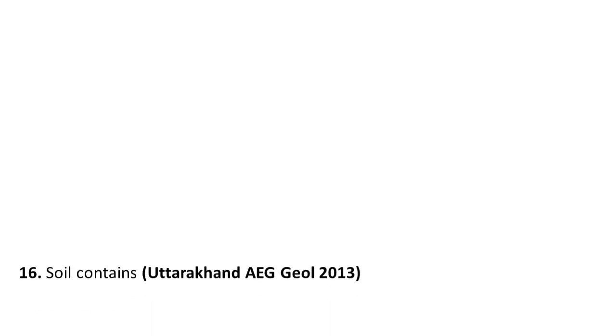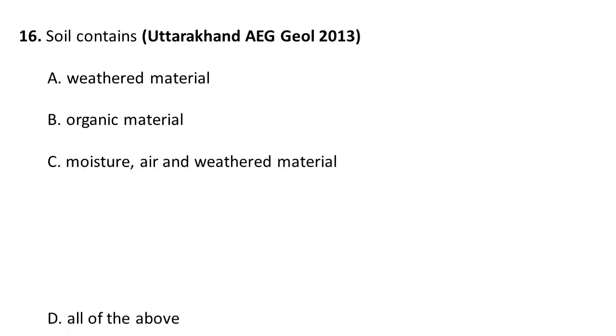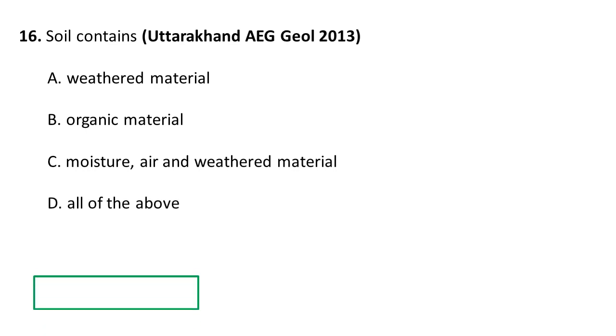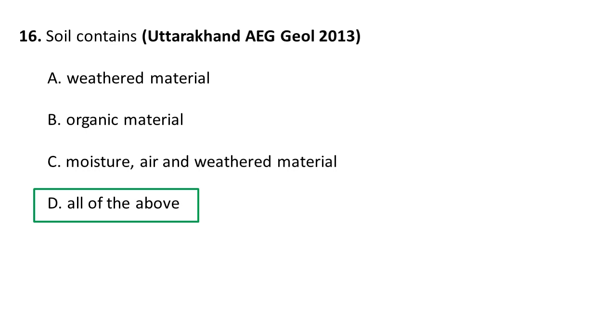Next question. Soil contains: A, weathered material; B, organic material; C, moisture, air and weathered material; D, all of the above. Soil contains all of these: weathered material, organic material, moisture, air, etc. So D is the correct option.